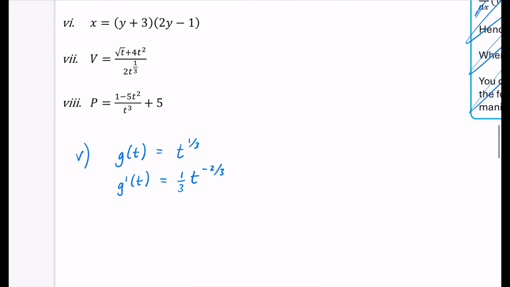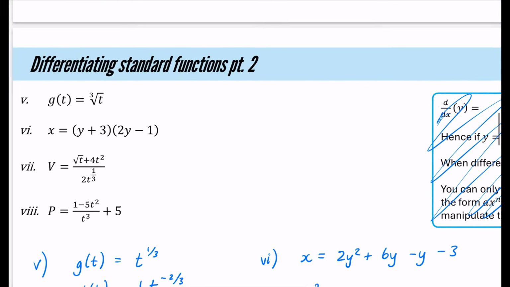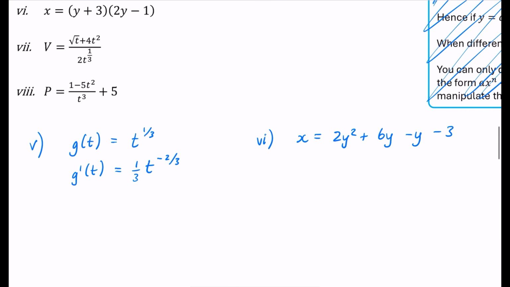Okay, so the next one, number 6, it's not in the standard form, so I'm going to have to first of all begin by expanding the brackets on the right hand side because it's not in that standard form. So I will get a 2y squared. I will get a 3 times 2y, which is 6y, a y times minus 1, which is minus y, and then I get a minus 3. So, before my iPad jumps all over the place, x is 2y squared plus 5y minus 3.